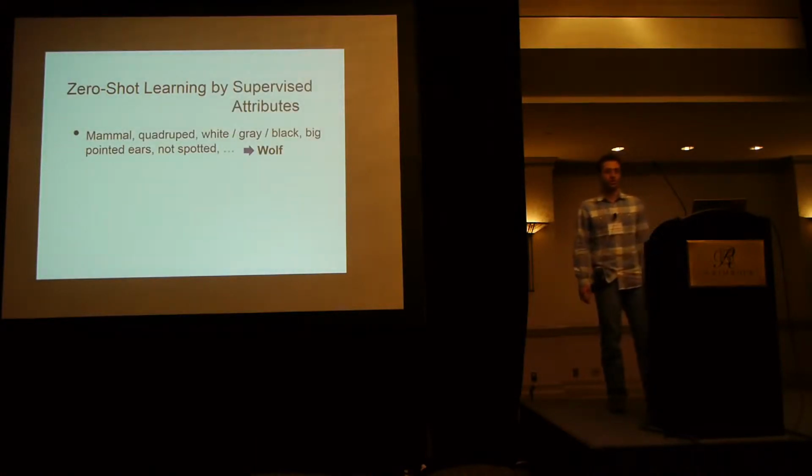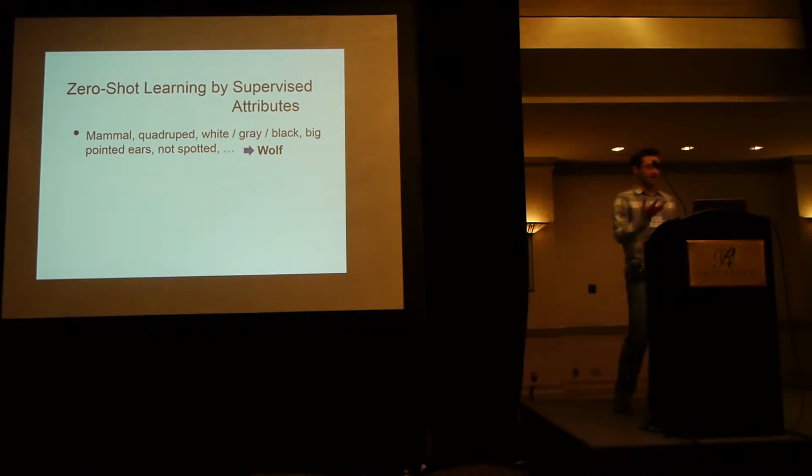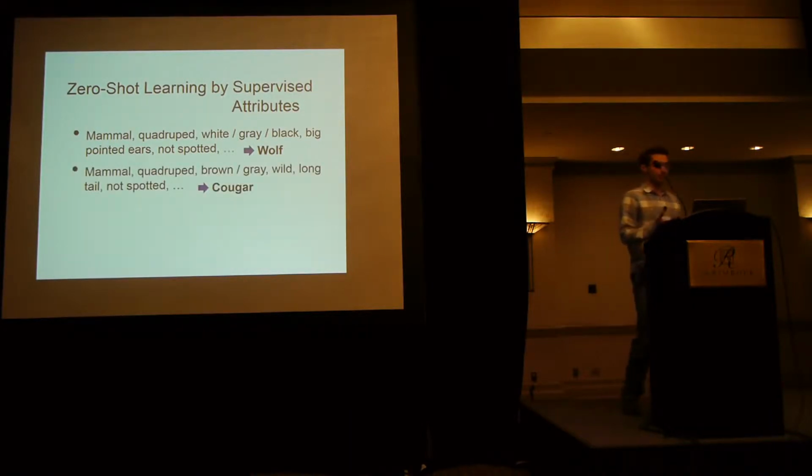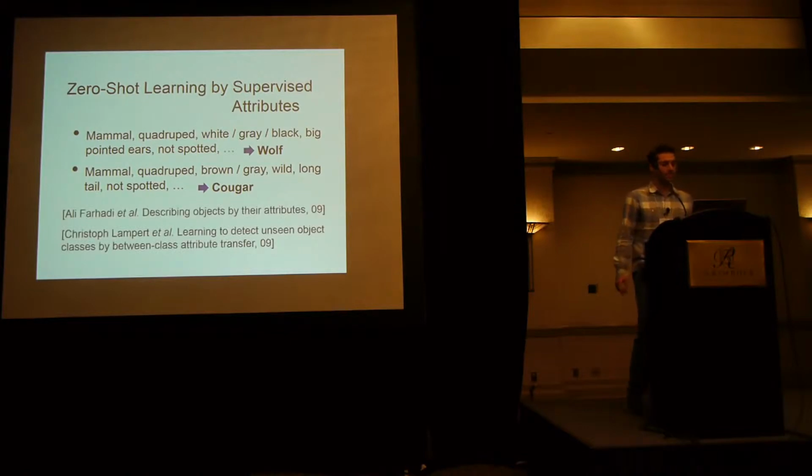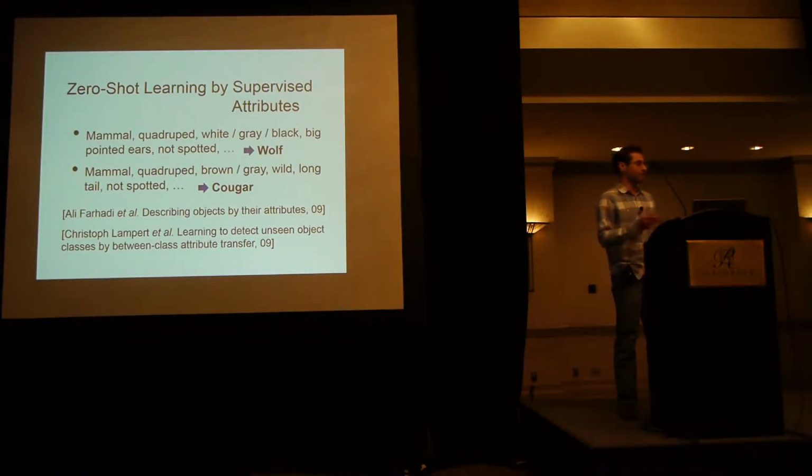Another approach is to use supervised attributes. So in this setting, we describe wolf as a mammal, a quadruped, which is white, gray, or black, and it has big pointed ears, and it's not spotted. And we name similar attributes for cougar. There had been some work on this, but the problem is in a larger scale setting, it's very difficult and tedious to manually annotate these attributes, and sometimes it's even difficult to come up with these distinctive attributes for classes that are very close, for example, subspecies of animals or different types of objects.